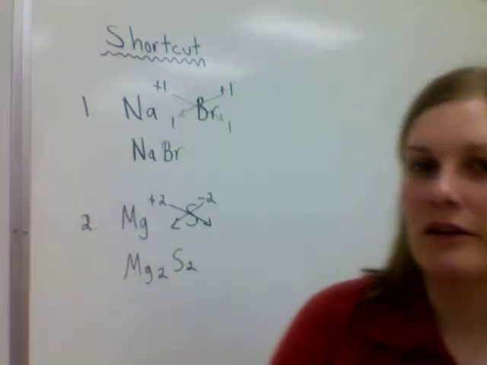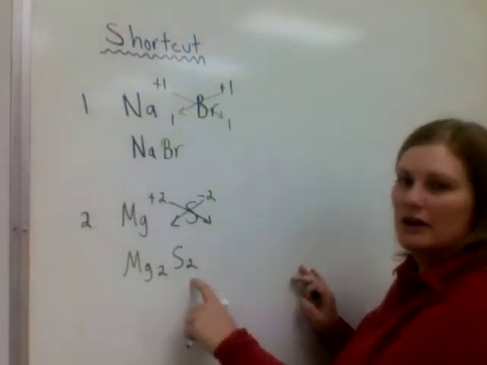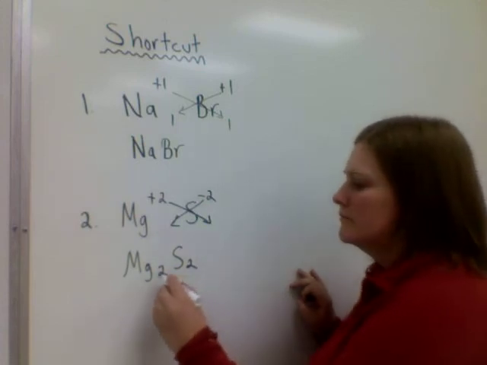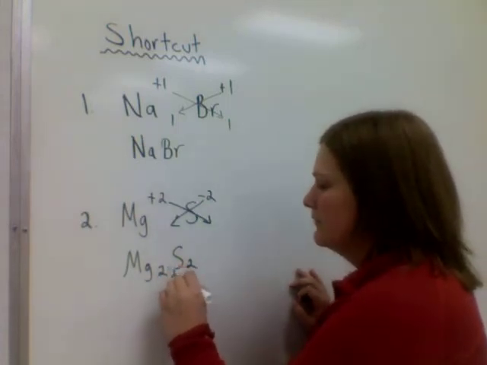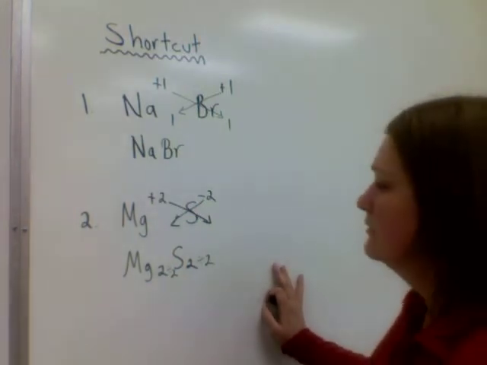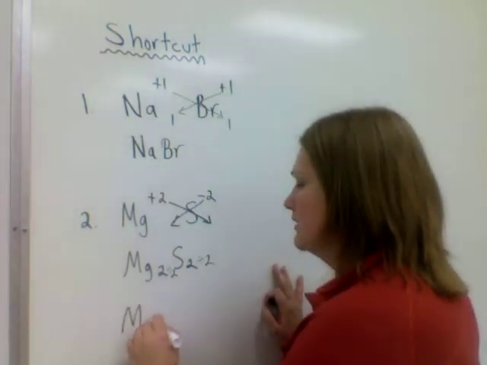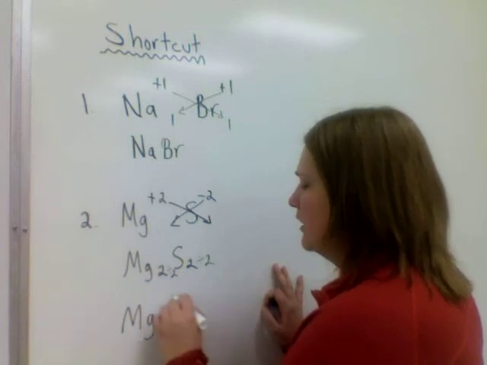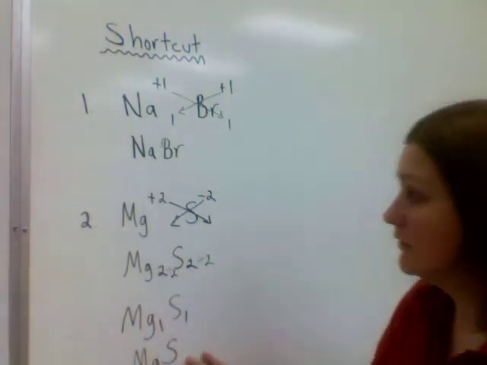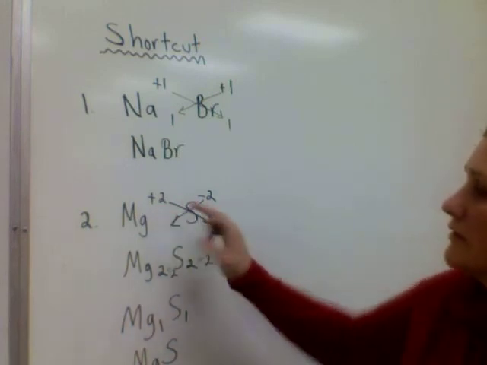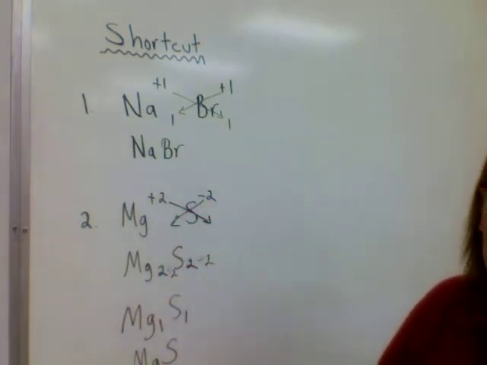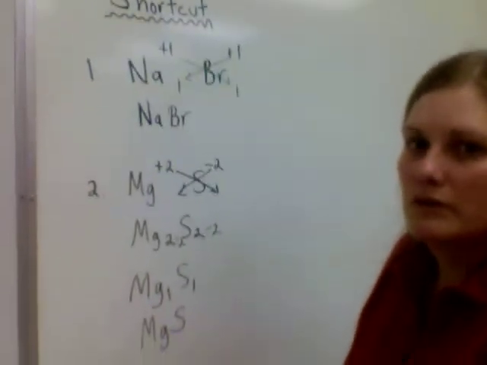So how we do that in our cross is anytime that we see a common number down here that can be divided out, we divide them. So I'm just going to divide them by 2, and then you would get Mg1S1, but that would be MgS, and that's all we need to write. So you could literally go from this, cross them over and see, oh, 2 and 2, I can just write MgS.